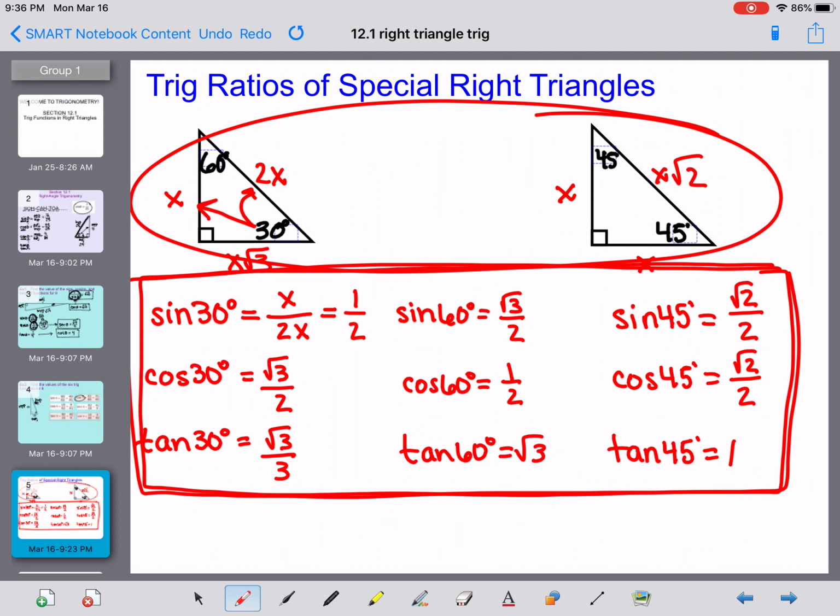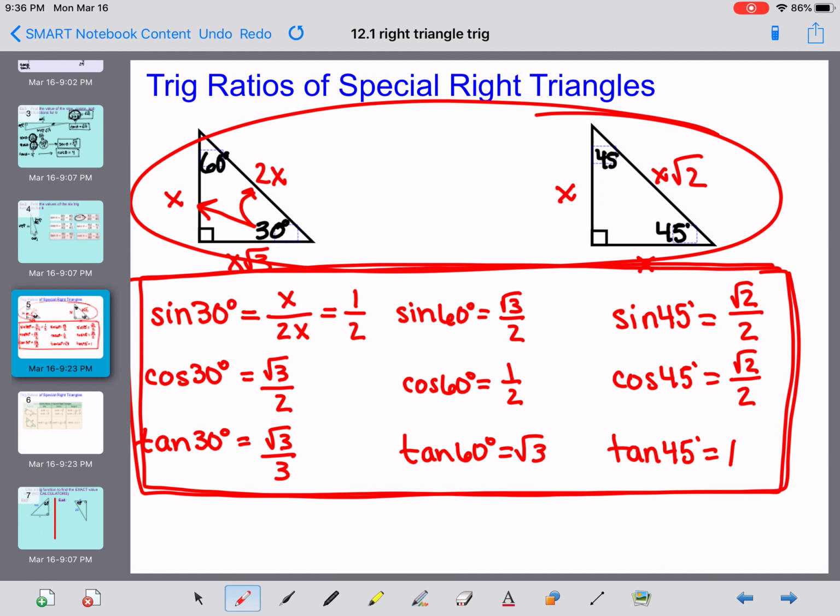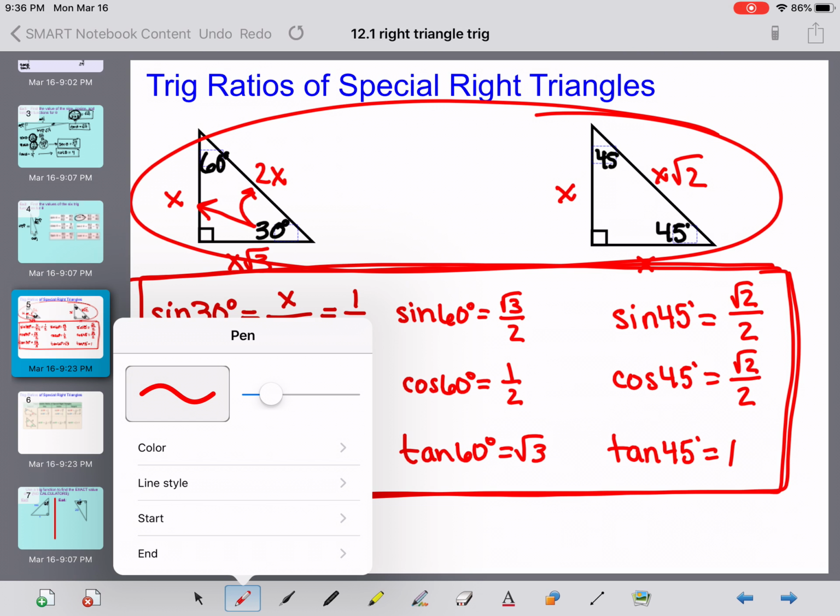Yeah, I had another thought, but I forgot it. Okay. Oh, the reciprocals. That's what my other thought was.